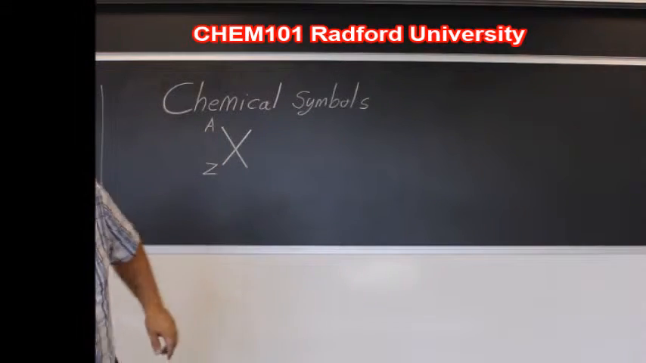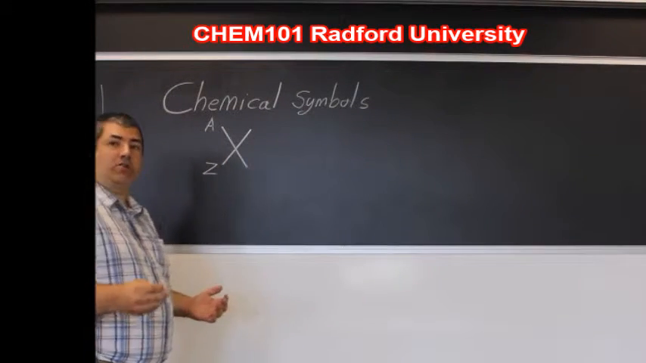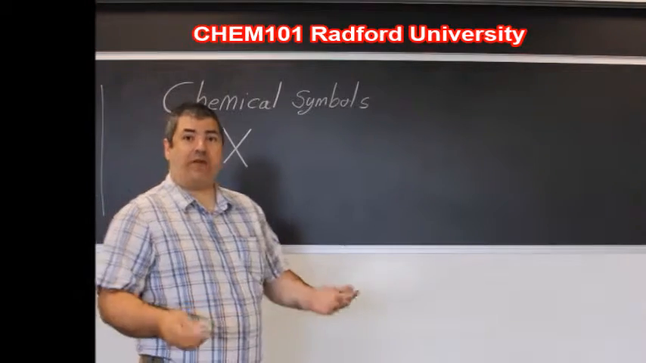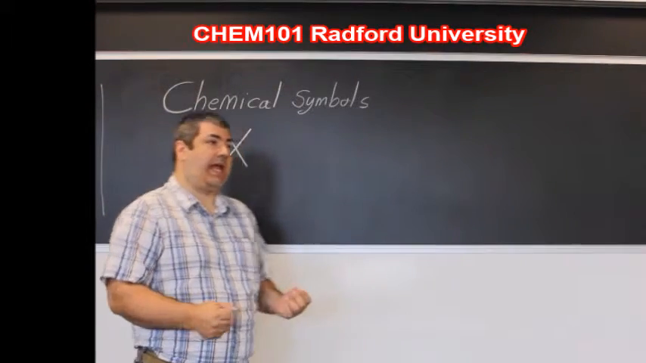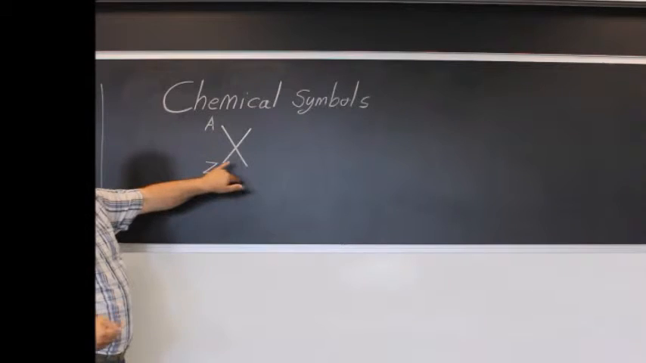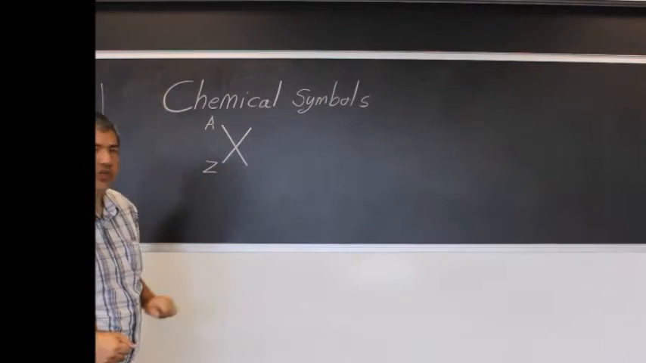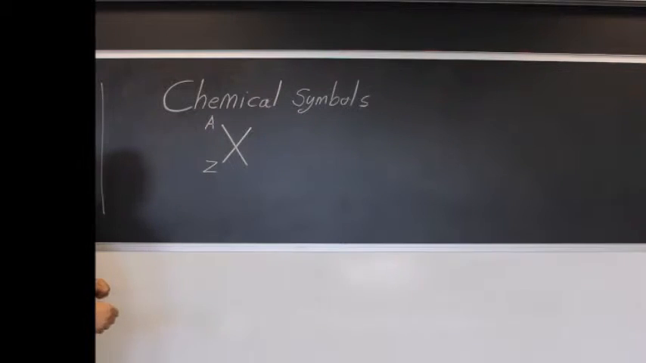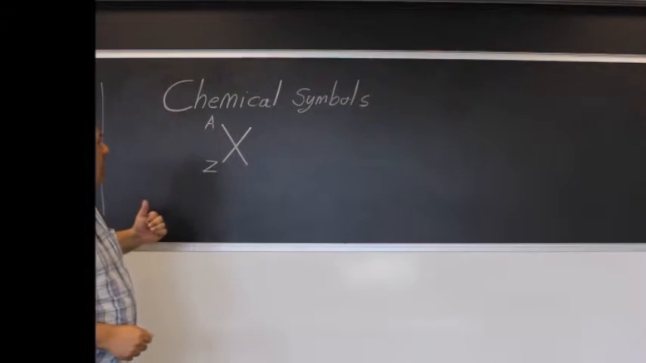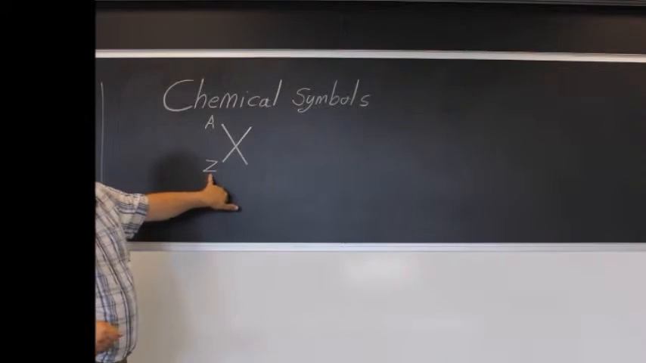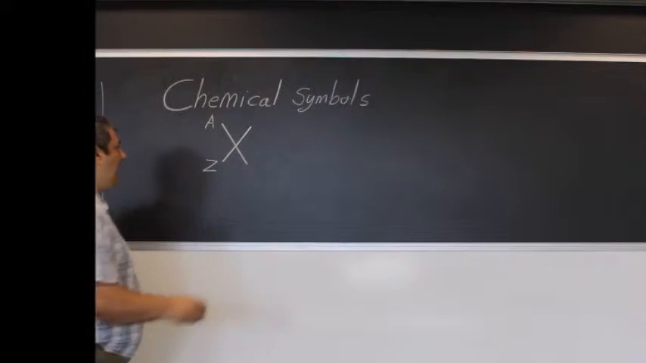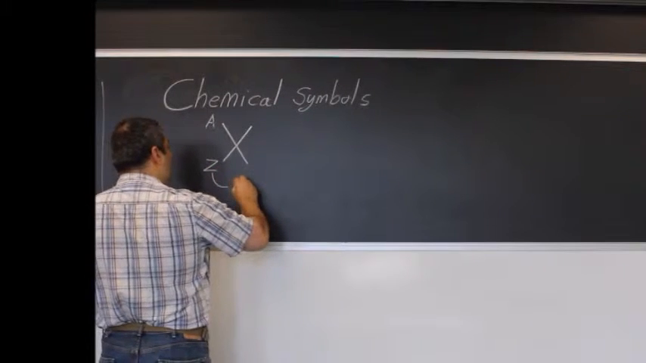Chemical symbols. So as we start to learn chemistry, you have to get familiar with the chemical elements. And what we're going to find for any chemical element, X, there is no element X, this is just a placeholder. We're going to find that for any element, there's going to be a Z number, and this is the atomic number.